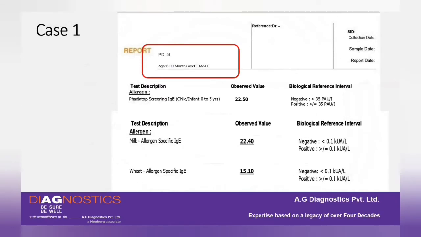So here we had a case where there was a 6-month-old female, and the moment she was introduced to cow's milk and wheat, she started showing allergic symptoms. And this is typical. In childhood, the moment you introduce a new food item, the child can show allergic symptoms.